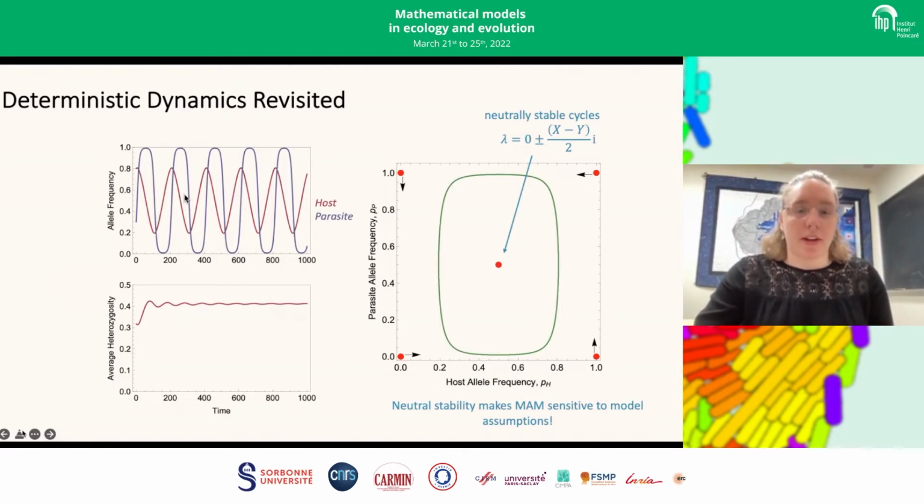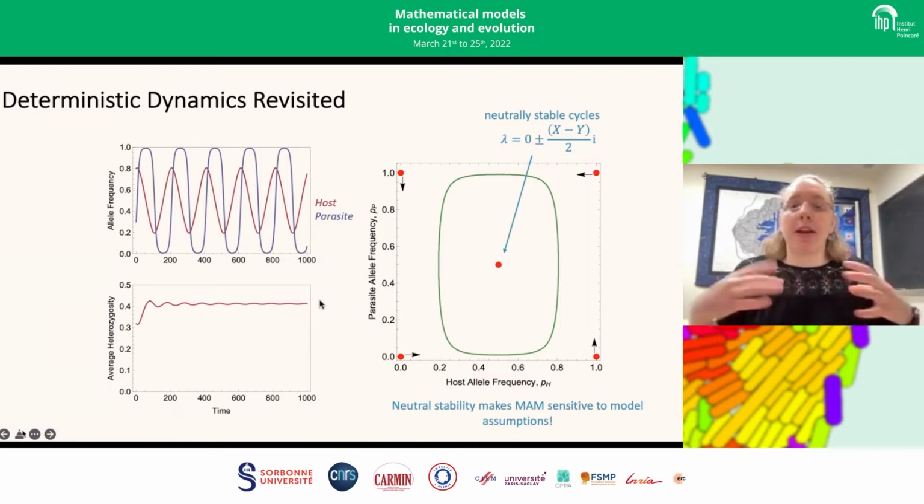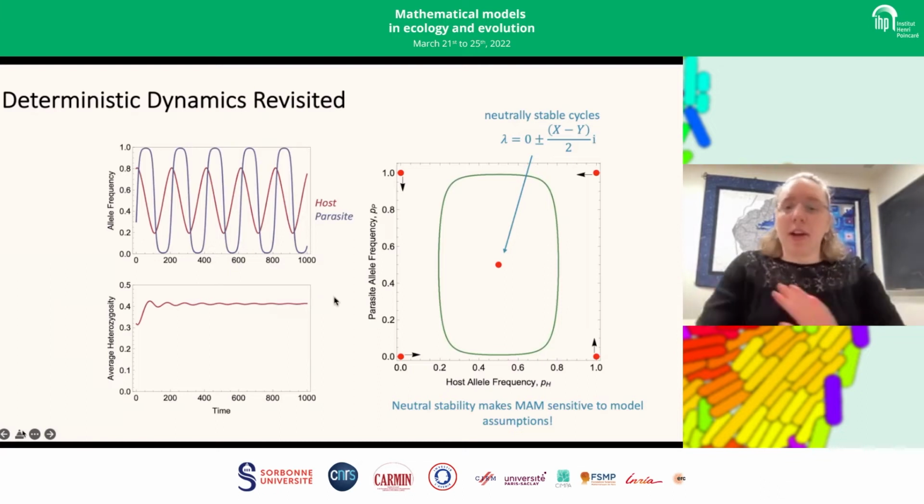Exactly what these cycles look like depends on what the initial conditions are. And then if we calculate this heterozygosity over time, it cycles to some sub-maximal equilibrium. But we can look at these allele frequencies in a different way. We can look at them in the phase plane. So on the x-axis here, we have the host allele frequency, and on the y-axis, the parasite allele frequency.